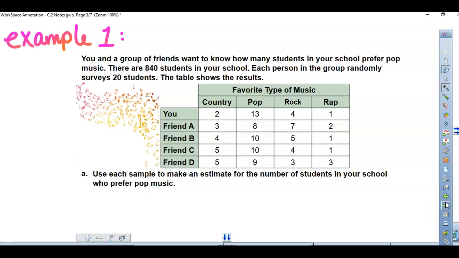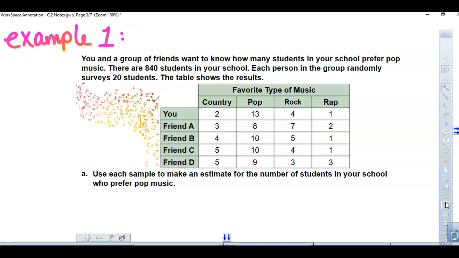Let's take a look at an example. You and a group of friends want to know how many students in your school prefer pop music. There are 840 students in your school. Each person in your group randomly surveys 20 students. The table shows the results. Now, when you're using random samples to describe populations or make estimates, you have to make sure those random samples are equivalent. Okay, so that's why you and your friends had to ask 20 random students.